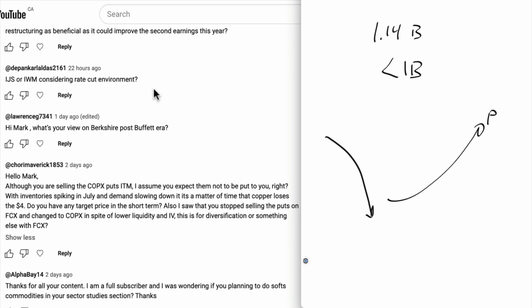IJS or IWM considering rate cut environment? Don't know what that means.